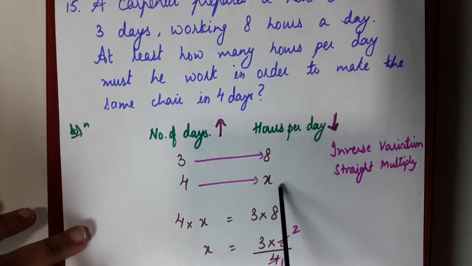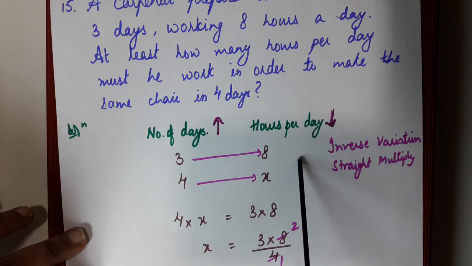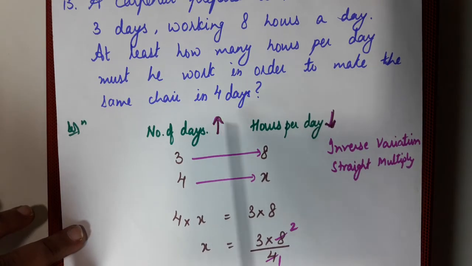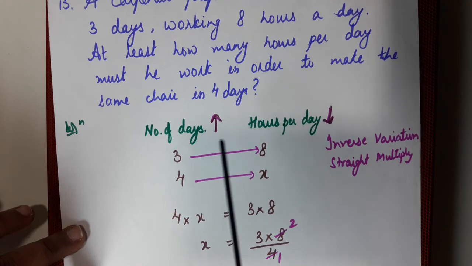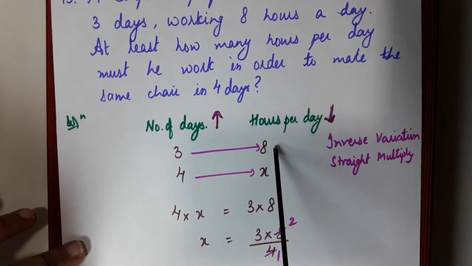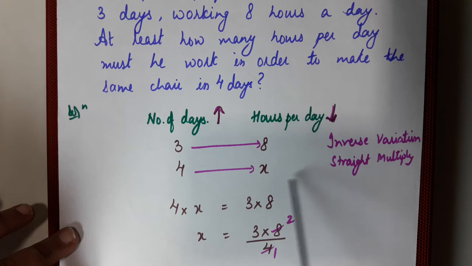on it? Okay, now the number of days have increased, naturally the hours per day will decrease. Okay, so you need to trace it properly. Increase in one causes a decrease in another. Number of days have increased, so he can work fewer hours per day so that he can complete the work. Okay, so which kind of variation? This is an inverse variation, so you need to multiply straight.